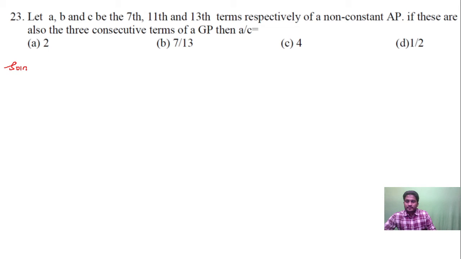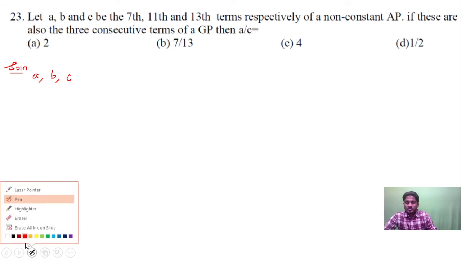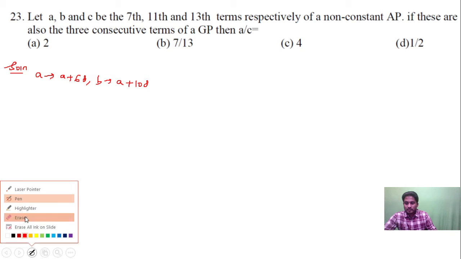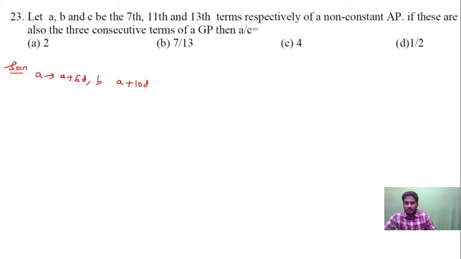A1, A2, A3, a, b, c be the 7th, 11th and 13th term of a non-constant AP. So this means that a will be equal to the 7th term, so this is a plus 6d. Alright. b is equal to the 11th term, so this is a plus 10d. And then c is equal to the 13th term, that is a plus 12d.